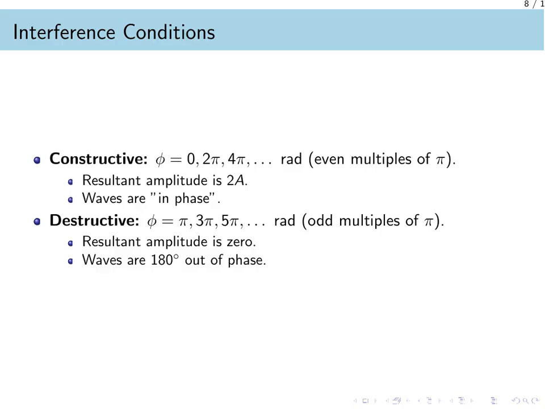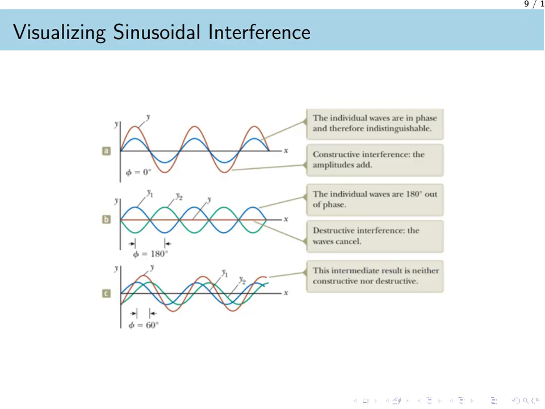The specific outcomes of sinusoidal interference depend on the phase constant. Constructive interference occurs when the phase difference is 0 or an even multiple of pi radians, such as 2 pi or 4 pi. In this state, the waves are said to be in phase, and the resulting amplitude is twice the original amplitude. Destructive interference occurs when the phase difference is pi radians, or any odd multiple of pi. Here, the waves are 180 degrees out of phase, and the resulting amplitude is 0, as the waves perfectly cancel each other out.